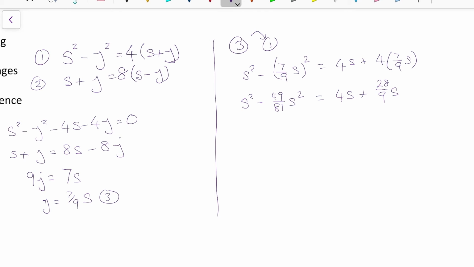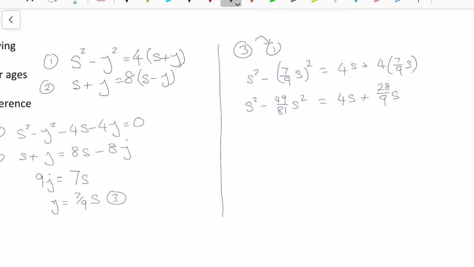So in both cases, I can just collect the terms. On the left-hand side, I can collect my S squareds, which is going to be 1 minus 49 over 81. And on the right-hand side, I can collect my S, which is going to be 4 plus 28 over 9. If, as I think, this is an SMC question, that means this should all be done non-calculator. So be very careful. A few ways of doing this. Let's just tidy this up first.